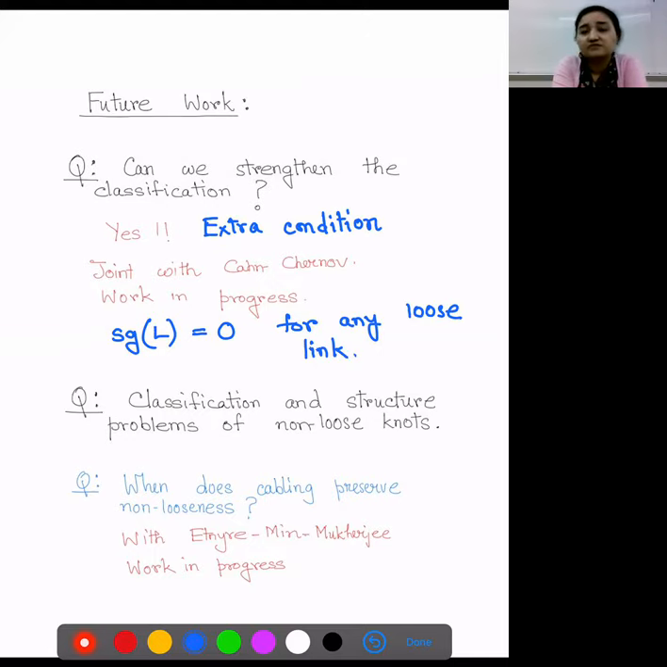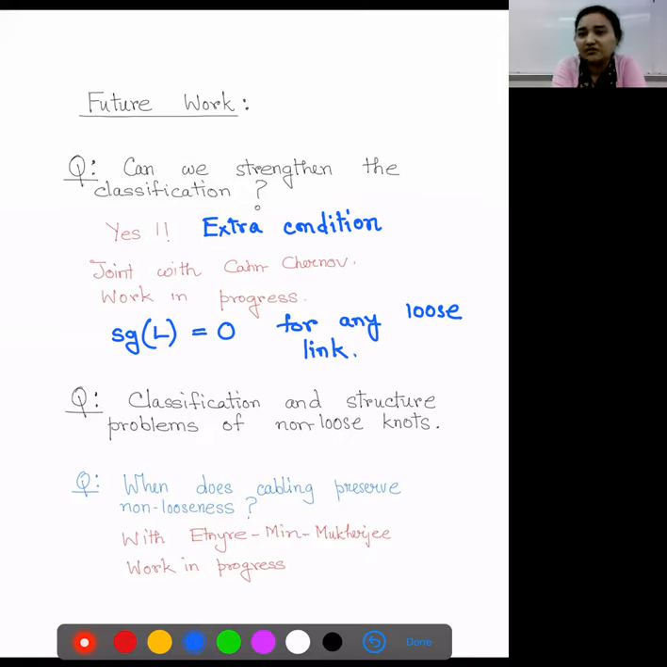Now the structure problems: we would like to know when non-looseness is preserved. For example, the connected sum operation does not preserve non-looseness, which is very surprising actually. We take two non-loose knots and do this connected sum operation, and we can find a knot which is loose. Thinking about examples, it's not very hard to see that connected sum does not preserve non-looseness.